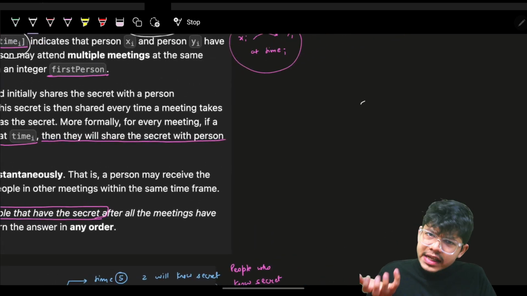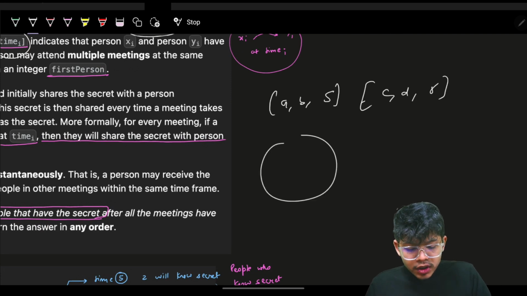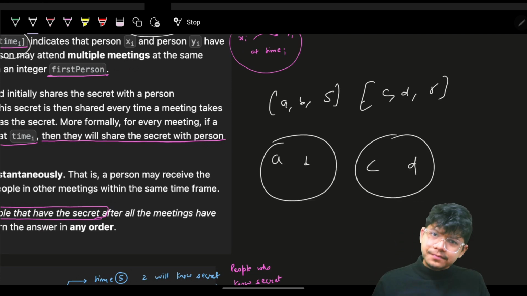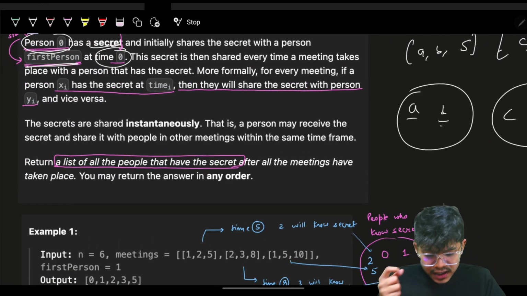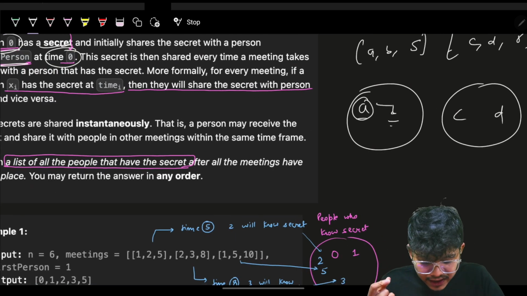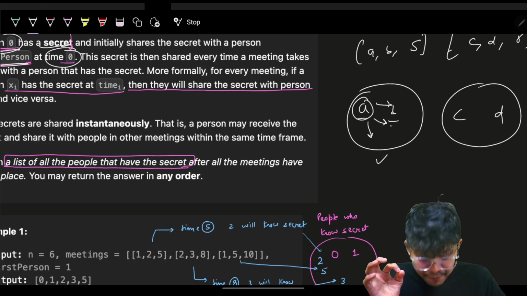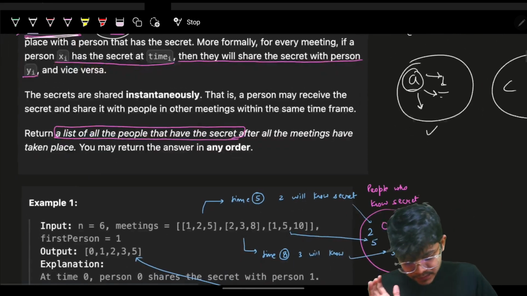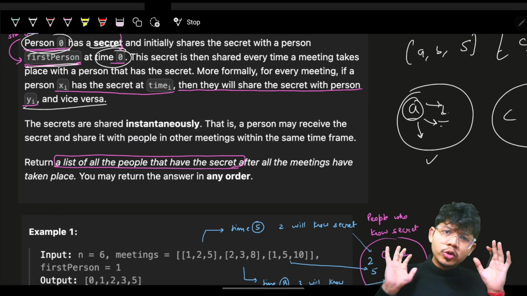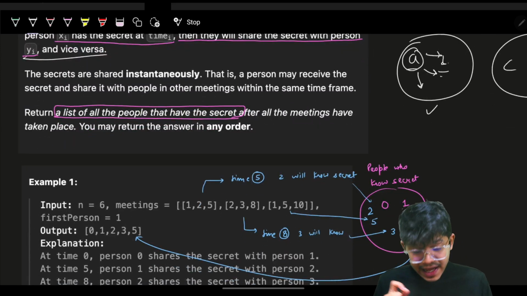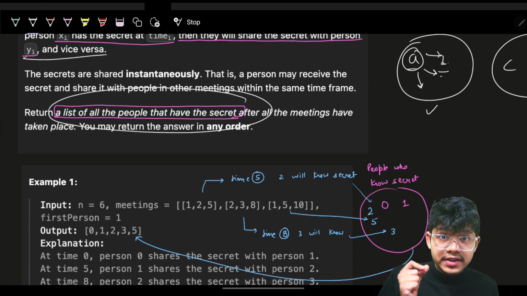And it is easily possible that a meeting AB at time 5 and a meeting CD at time 5 will be in 2 different meeting rooms because these are different people. Now if the meeting is happening in the same meeting room, and A knows the secret, he will tell the secret to everyone in that meeting room, and at that point of time everyone in the meeting room will know that secret. And it is vice versa also. If B knows, then B can tell anyone in the meeting room. Now I have to return, at the end of all the meetings, the list of people who know the secret.